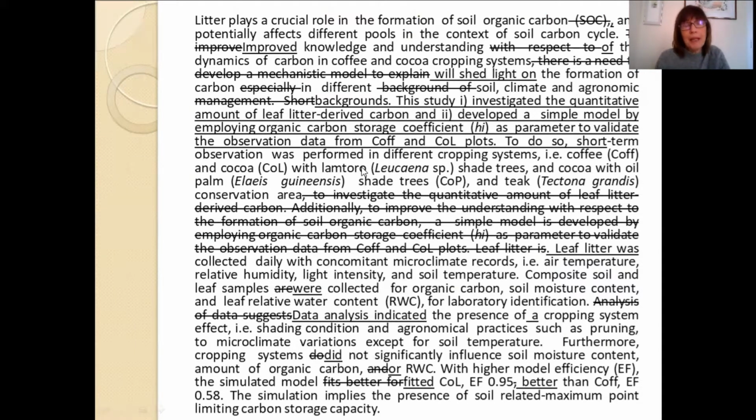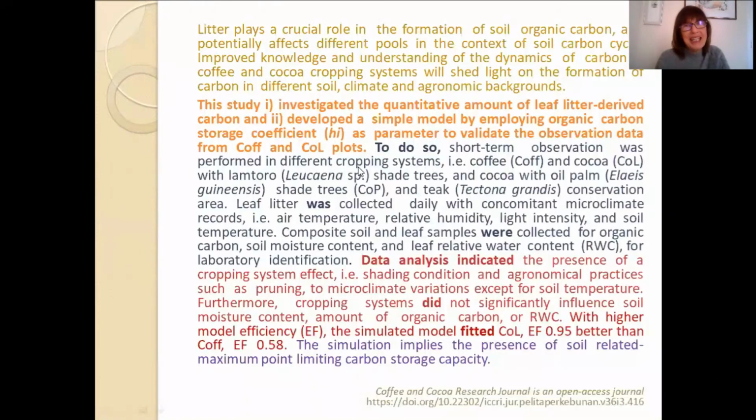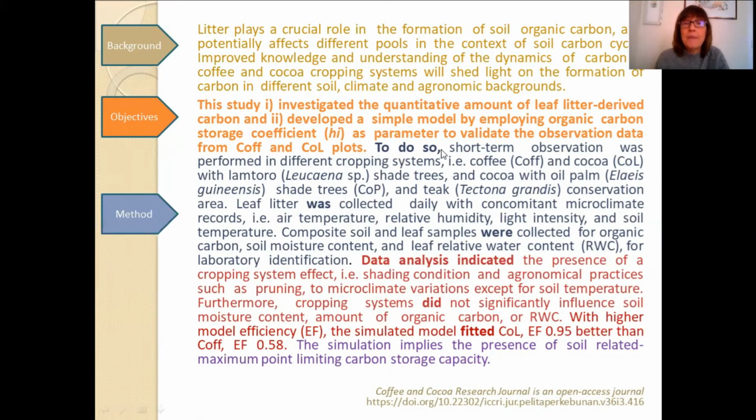And what we come up with when we accept all those changes and again highlight everything is the background, which I have now included extra information, so it's a little bit more comprehensive. Then here we have our objectives clearly introduced with this study, 1 investigated and 2 developed, both in the past tense, and we can see investigated and developed. Then we have to join these 2 ideas to do so.